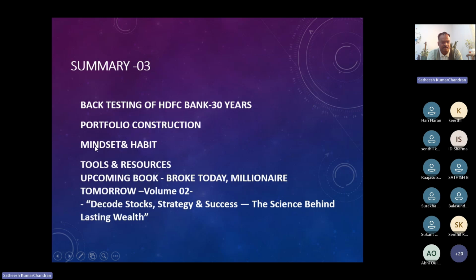So we have seen so far backtesting of HDFC Bank over 30 years, portfolio construction, mindset, habit, tools, resources, and upcoming books. I'm going to write a second book also. The first book had around 400 downloads on Amazon Kindle. The second book I'm going to release as soon as possible.